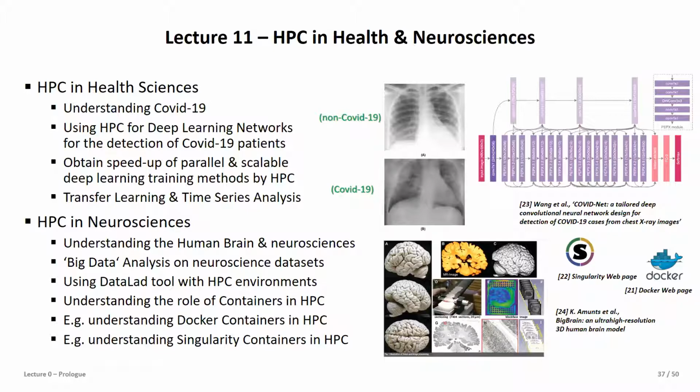So we will see several approaches to identify, with chest x-rays for instance, a COVID and non-COVID case, and how we can do this in an automated fashion, using HPC and deep learning together. And then we also go into the neurosciences, which is not directly related to COVID, but also health sciences, understanding Alzheimer's disease and, of course, other neuroscience diseases like multiple sclerosis, for instance.